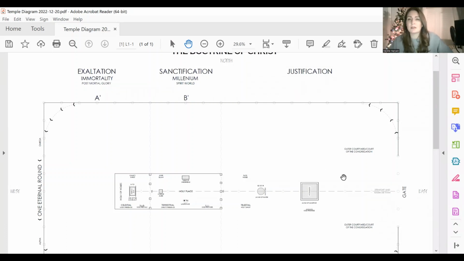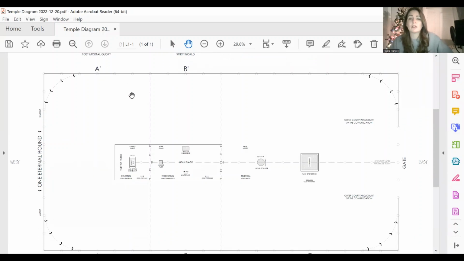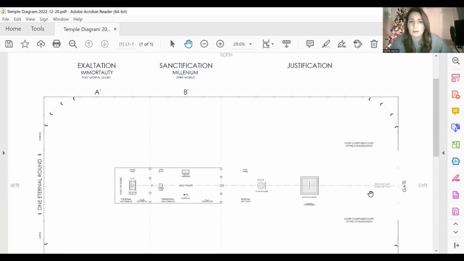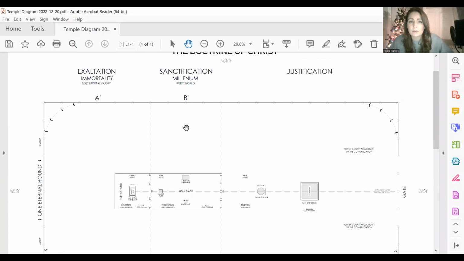And that's where we need atonement and justification, to then bring us sanctification and exaltation. Which will then eventually lead us into the millennium or the spirit world, and then into immortality and the post-mortal glory of celestialism. There are the directions here: west, south, east, and north. So going out, coming back in.